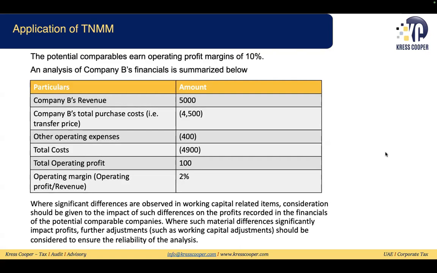The potential comparables earned an operating profit of 10%. For company B, revenue is 5,000, cost is 4,500, operating expenses are 400, and total operating profit is 100, so the net profit indicator is 2%. In the same way, you will be able to assess the NPI from the market. The potential comparables' operating profit margin is 10% and yours is 2%, so you can make the adjustment. After making the adjustment, you will be able to ascertain the price which should be the arm's length price.